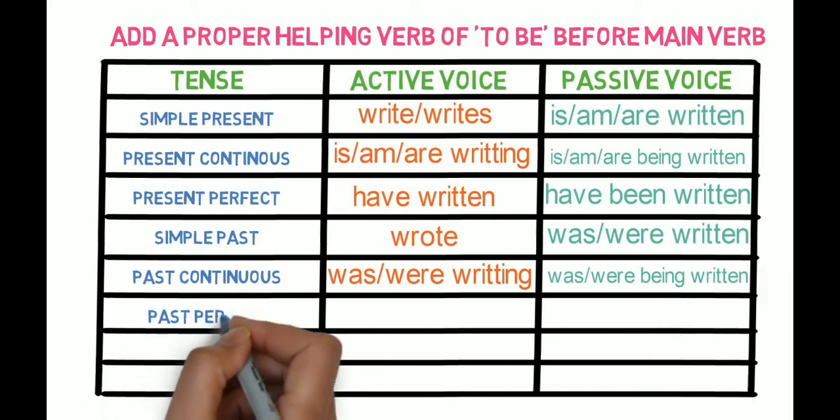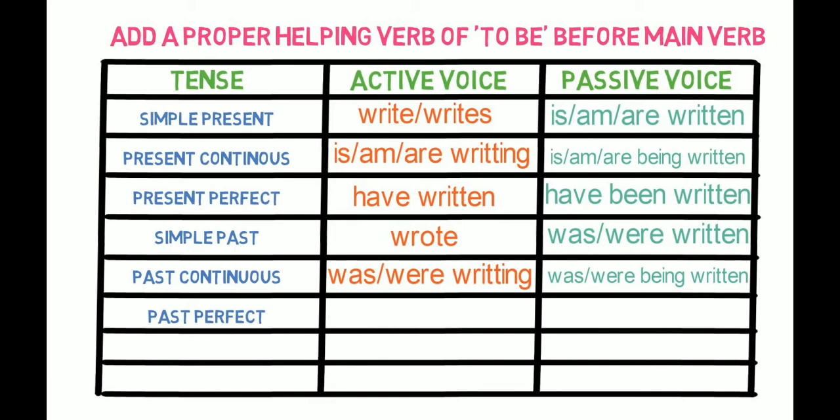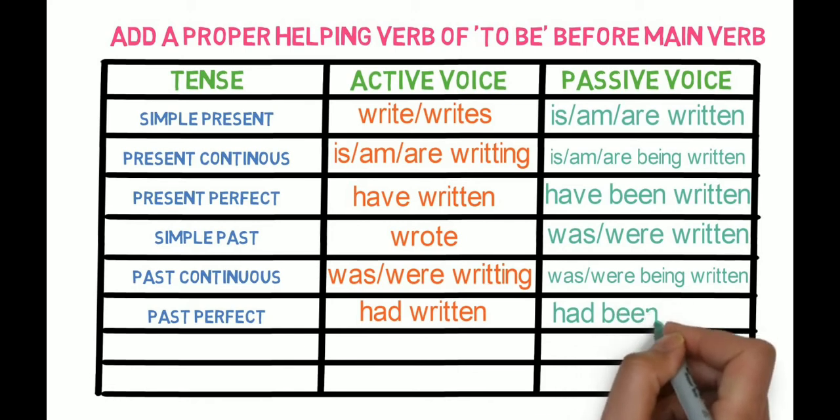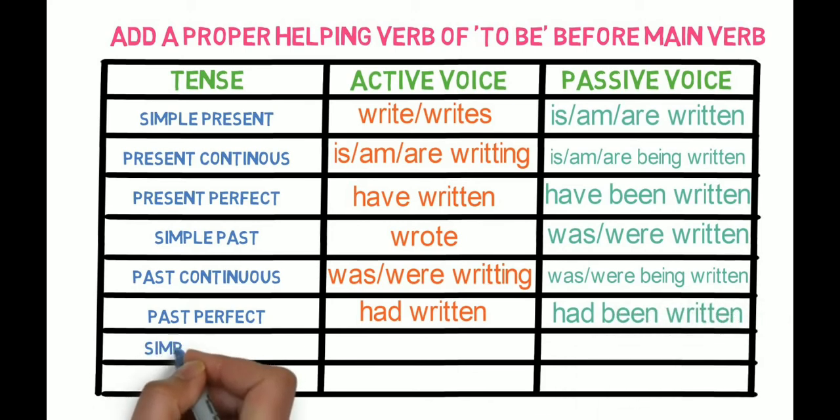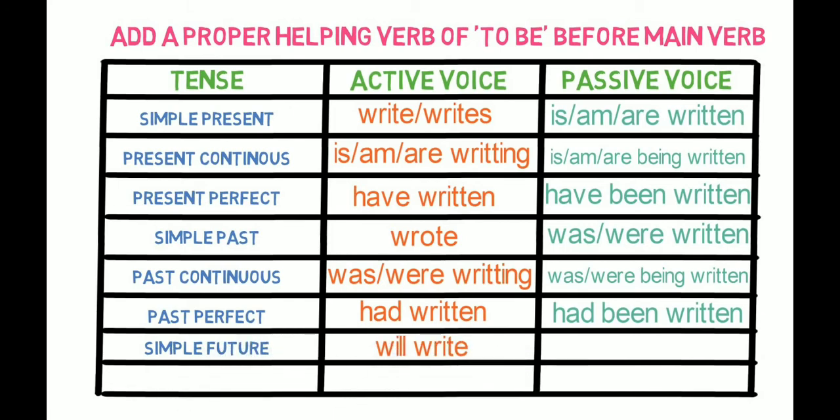For past perfect tense, in active voice we use had written, while in passive voice we use helping verb been after had and written, which is verb's third form. For simple future tense, in active voice we use will write, while in passive voice we use helping verb will be and written, which is verb's third form.